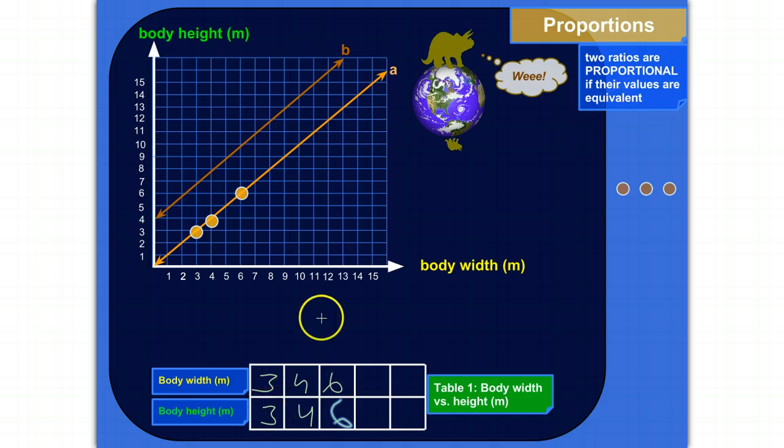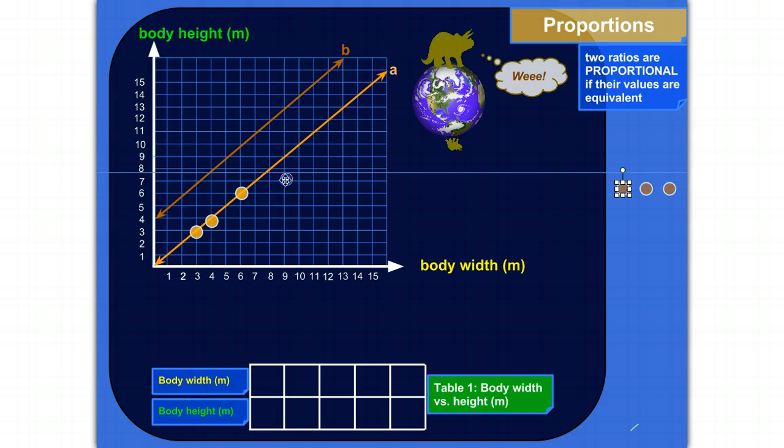Now we want to see if these ratios, the ratios between the width and height, are proportional. To do that, we can write out the decimal equivalent of each one. So this is 3 over 3, 4 over 4, and 6 over 6. If I divide 3 by 3, I get 1. If I divide 4 by 4, I get 1. If I divide 6 by 6, I get 1. So the decimal value of each of these ratios are all equal. So I know that these measurements are proportional. Okay, let's look at the other line.